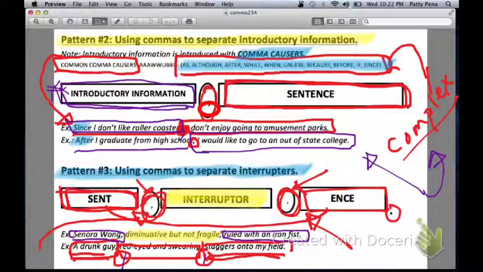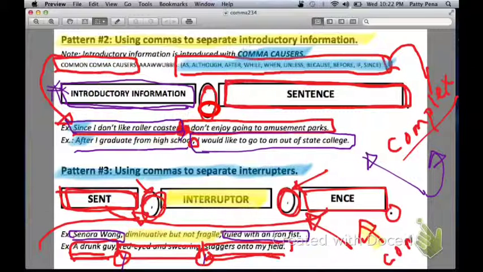The next one, a drunk guy, red-eyed and swearing, staggers onto my field. See how we pause in the middle, showing that that is extra information that interrupts the sentence. This is also a complex sentence because it's more than just a simple sentence.